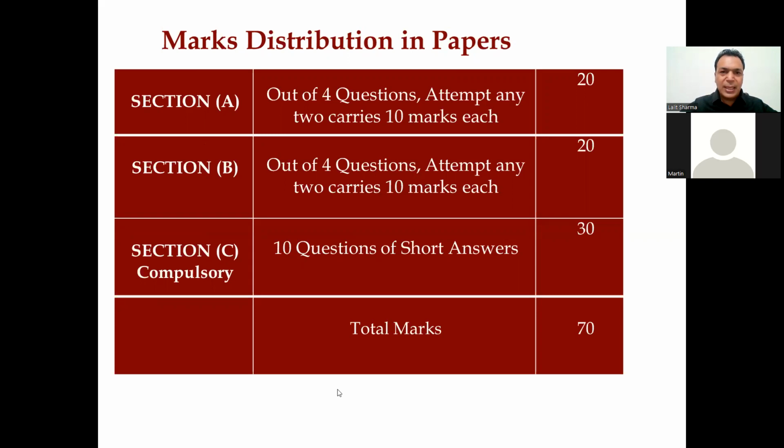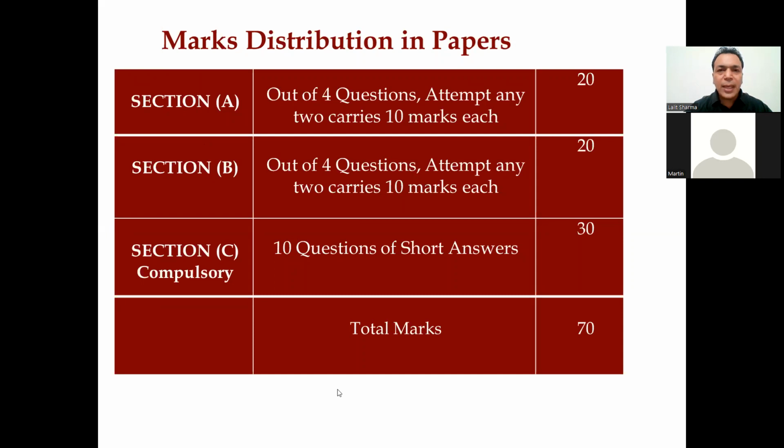But now it is offline mode, and according to the offline mode, in sections A, B and C, you have to attempt the paper according to the instructions given in the exam. So I will clear it with the help of this slide. 3 sections would come in your exam. Section A will contain 4 long questions, right? Out of 4 long questions, you have to attempt any 2 questions. Each carries 10 marks, that is, 20 marks.